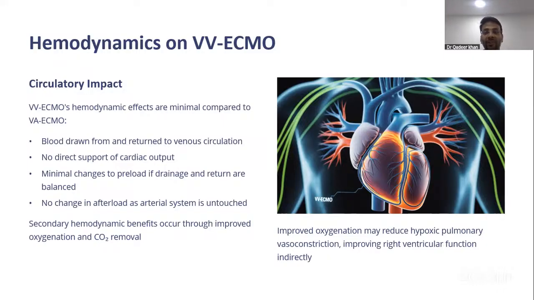So it may reduce the hypoxic pulmonary vasoconstriction, improving the right ventricular function indirectly. Again, the other drawback of VV ECMO is if you increase the flows, the pulmonary arterial pressure goes higher and the patient may go into RV dysfunction. In those scenarios, we need to have some inotropic support that helps the RV function to get better, by adding some inotropes to the patient.